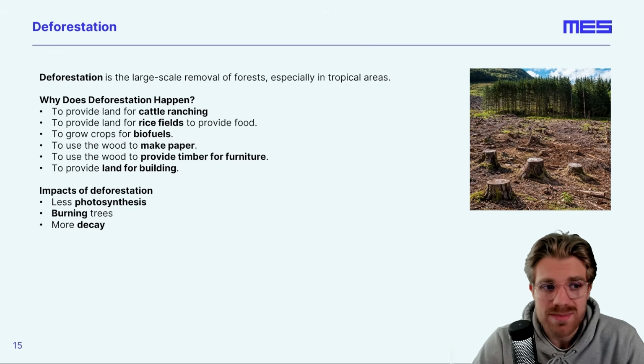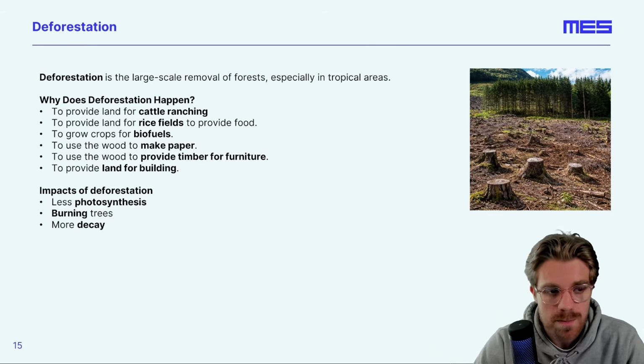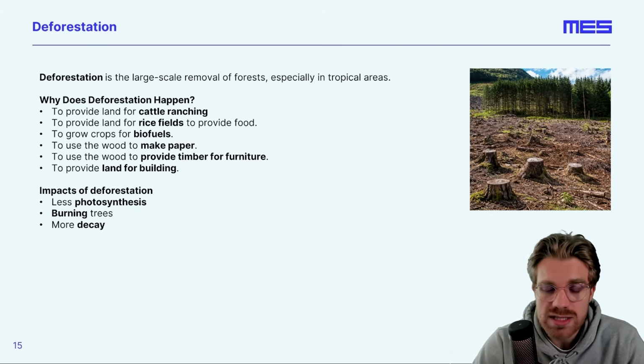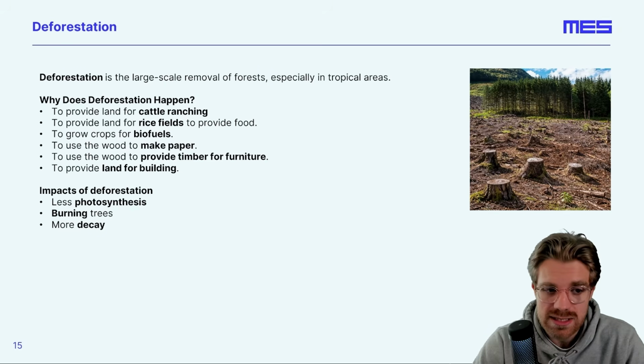The wood could be used to make paper or to provide timber for furniture and for building, or the land could just be used for urbanization to provide more housing perhaps. All of these reasons for deforestation lead to the same outcome. It reduces biodiversity. By removing the forests, we are reducing the number of habitats that are available, meaning that fewer species can be supported by that ecosystem, and so the diversity decreases.